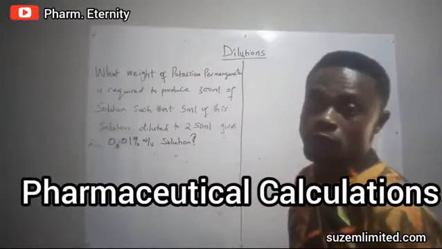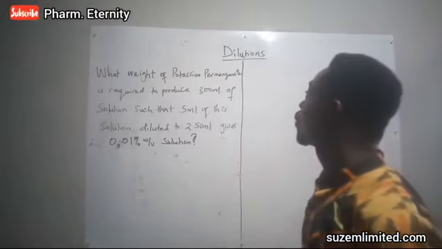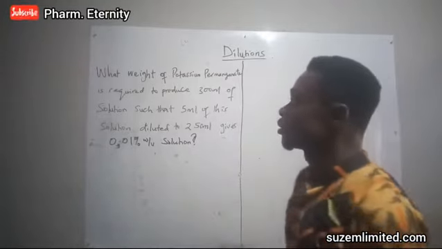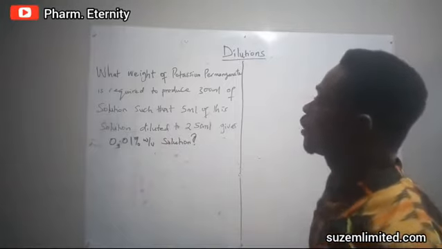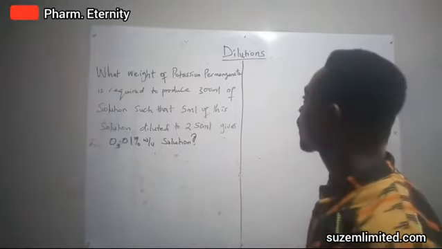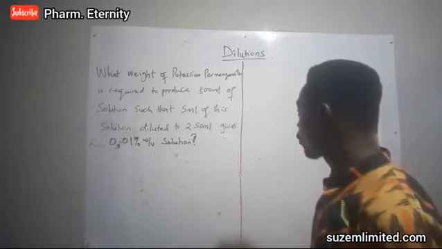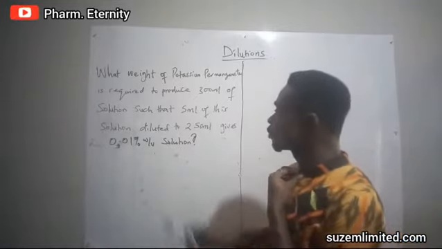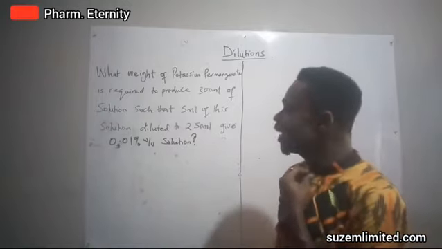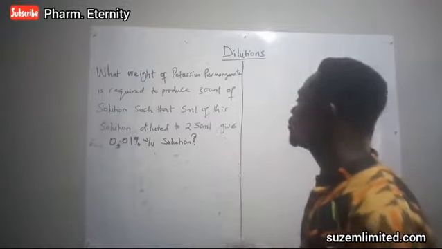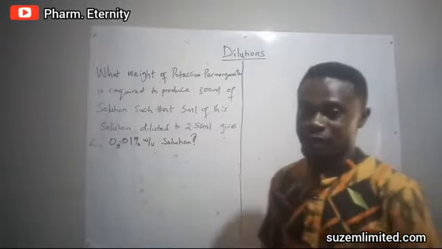Let's solve one or two problems under dilutions. See the question we have here. It says, what weight of potassium permanganate is required to produce 300 ml of solution such that 5 ml of this solution diluted to 250 ml gives 0.01% weight per volume solution.